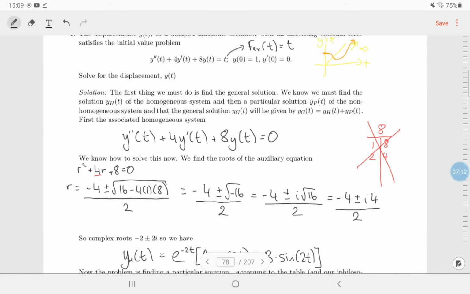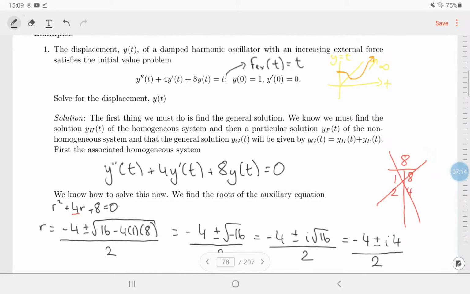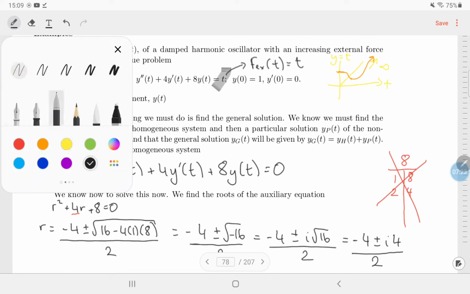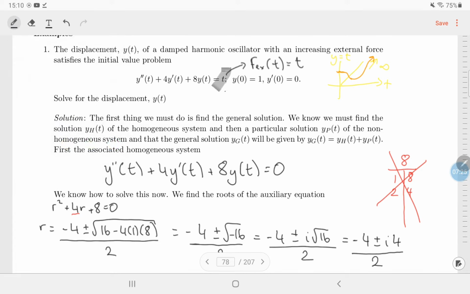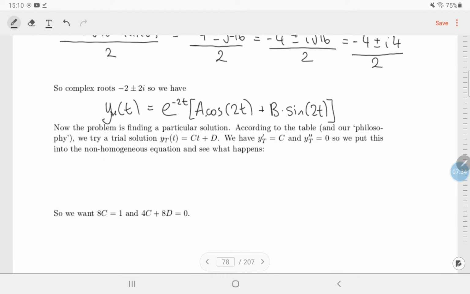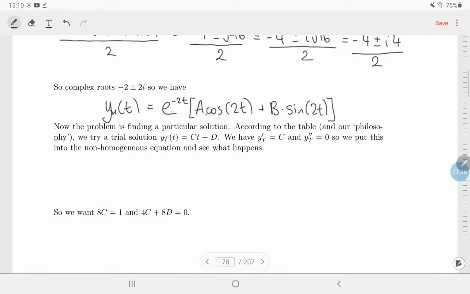Now we have to find a particular solution. So we need to pick something that looks like t. Now what looks like t is a line, so a line which is mt plus c. I reckon I'll probably be using ct plus d in the notes. Okay, so the problem is finding a particular solution. According to the table and the philosophy, we try a trial solution ct plus d. Differentiate that once, you get the constant c. Differentiate again, you get 0.